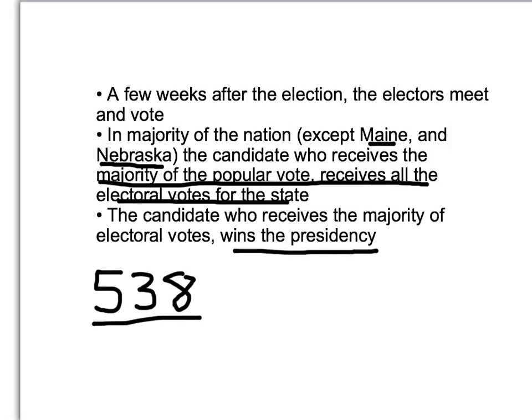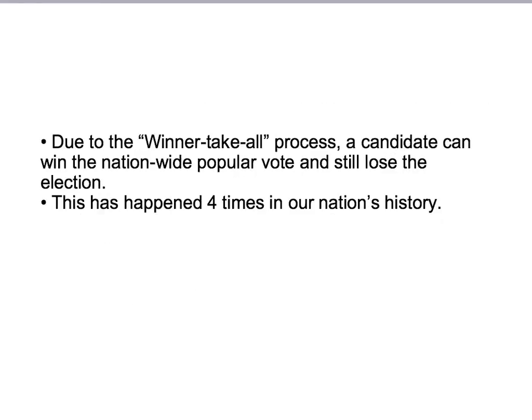Okay, so that's how the Electoral College works. But some things have kind of gone haywire. Due to that winner-take-all process in 48 of the 50 states, a candidate can win the popular vote and still lose the presidency. This has happened 4 times. The last being Bush-Gore. Al Gore actually won the majority of the popular vote, but he did not win a majority of the Electoral College.